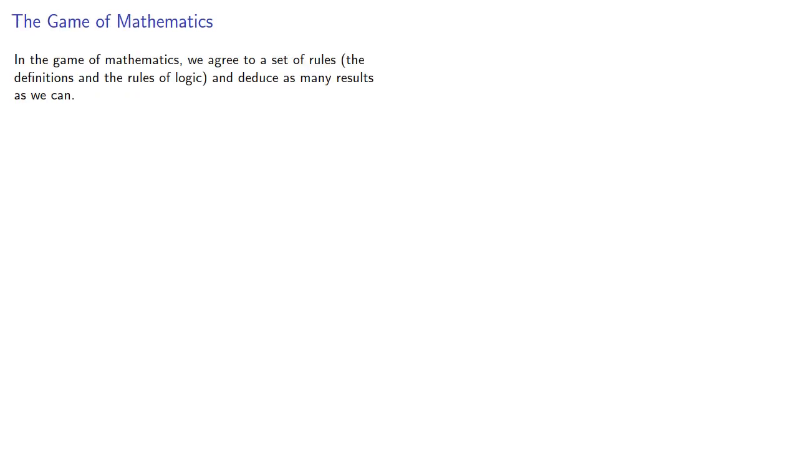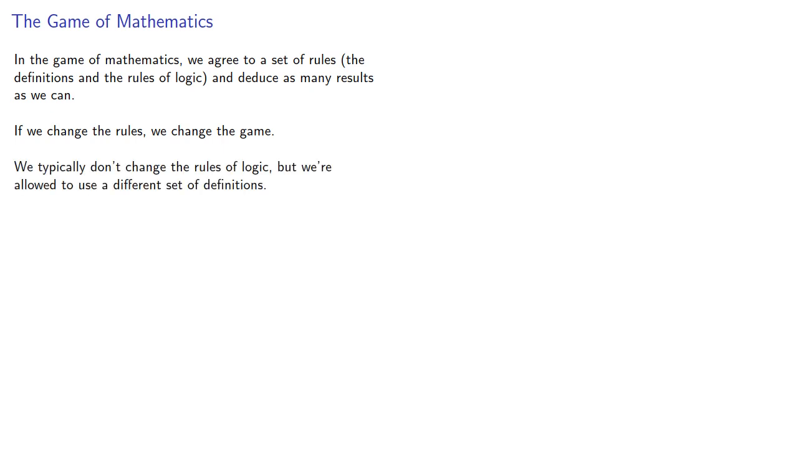In the game of mathematics, we agree to a set of rules, the definitions and the rules of logic, and deduce as many results as we can. If we change the rules, we change the game. We typically don't change the rules of logic, but we are allowed to use a different set of definitions. So let's play two games.